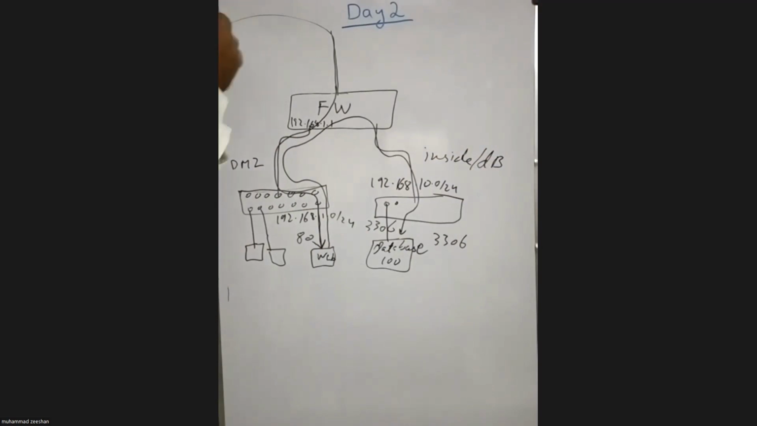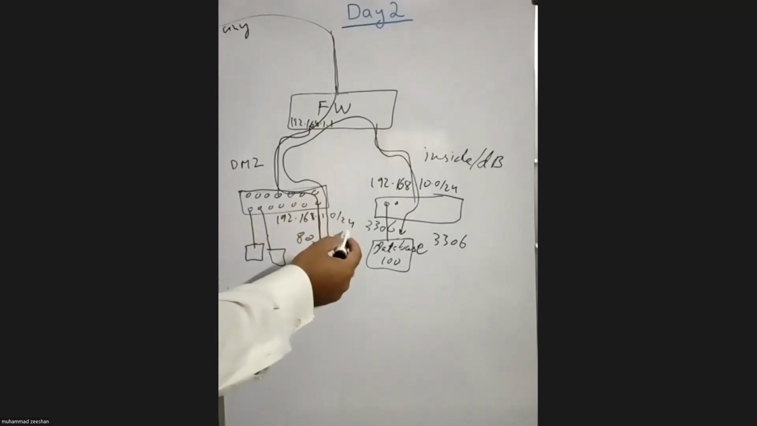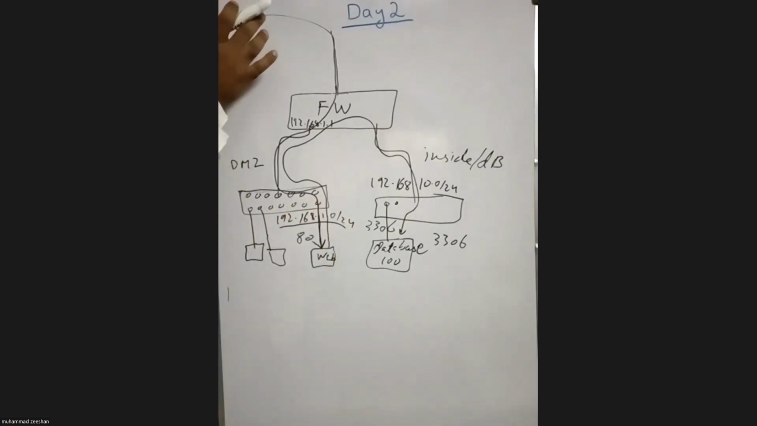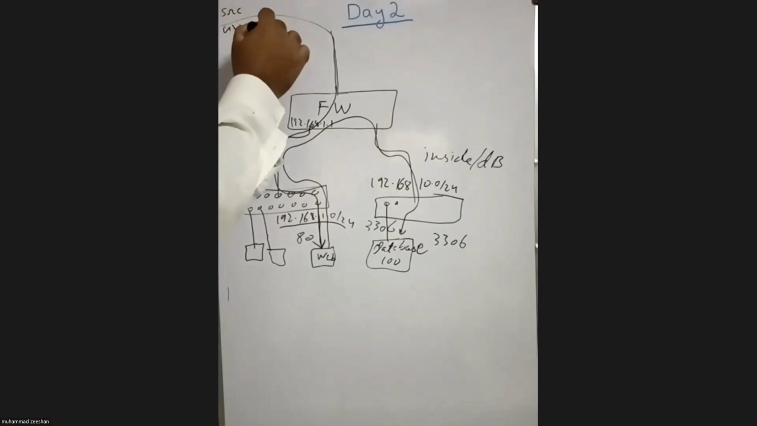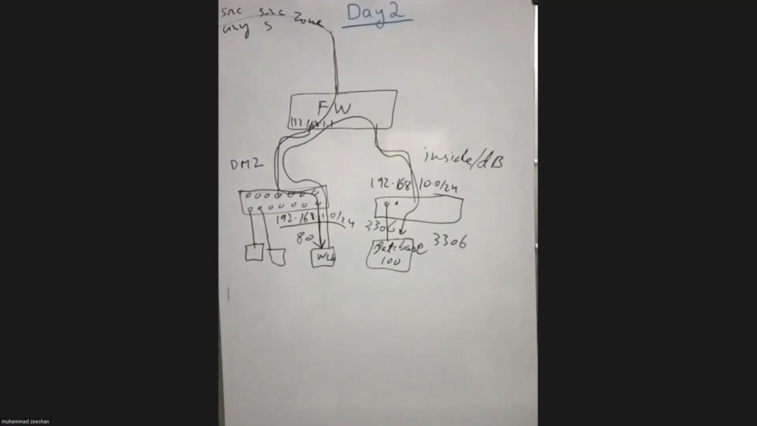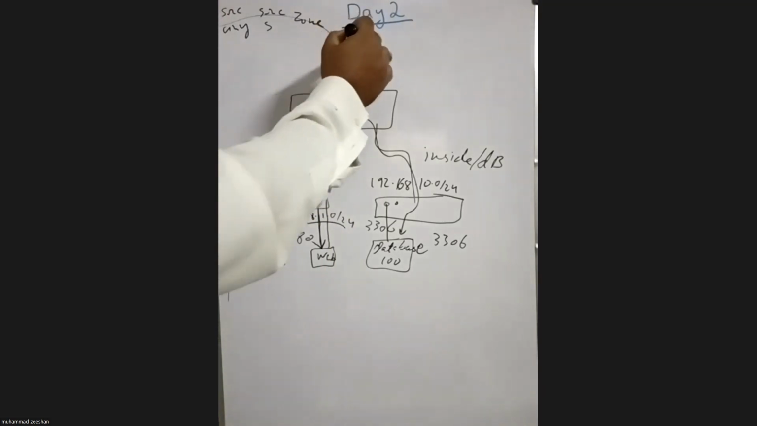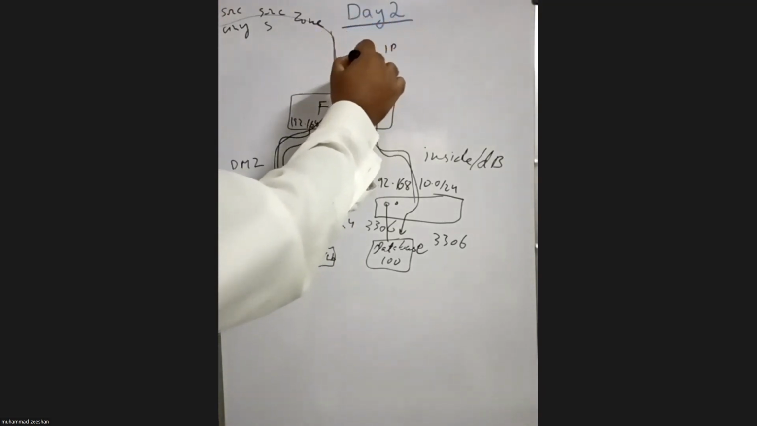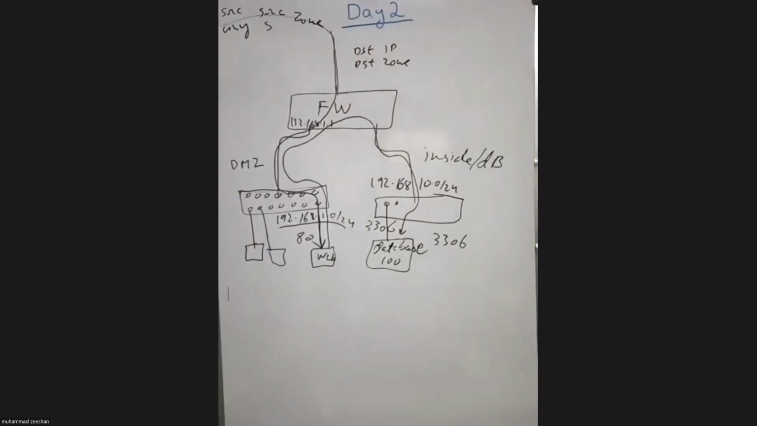if anyone from the world is coming to the firewall, and the destination IP is this, and the port is... source zone, source IP, source port we don't usually use, destination IP, destination zone, what actions you want to perform. Either you can permit or you can deny.